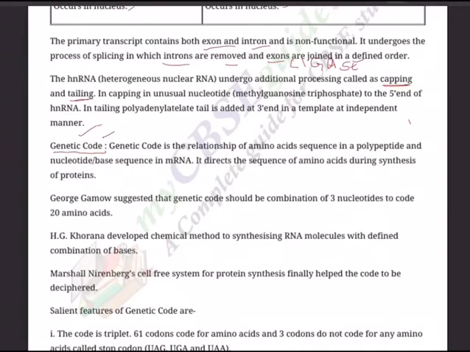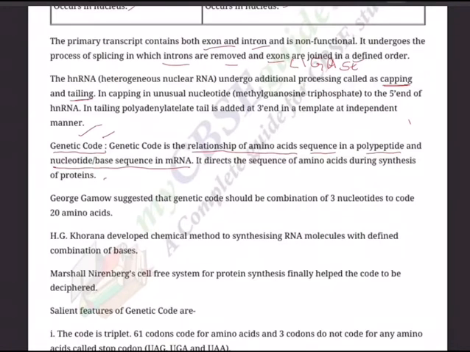So it is the relationship of amino acid sequences in a polypeptide chain and the base sequences of DNA. When we say base sequences, it is nitrogen bases. So genetic code is the relationship of amino acid sequence, that you must remember, and that forms a polypeptide chain, and that polypeptide chain of amino acids will become protein, and this formation of protein is linked to the base sequences in mRNA. So that is genetic code. It directs the sequence of amino acids during the synthesis of proteins.